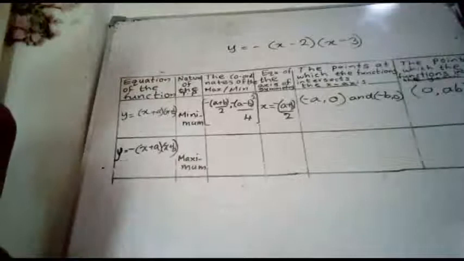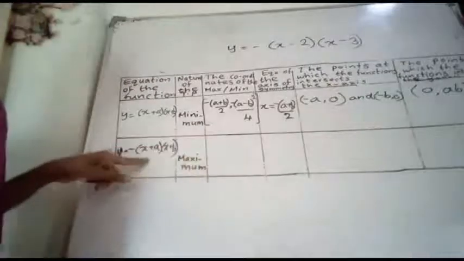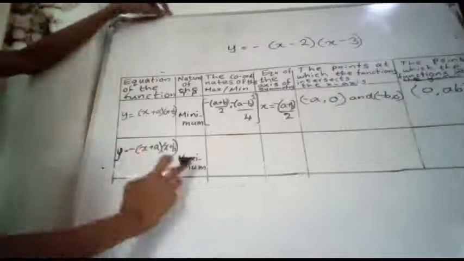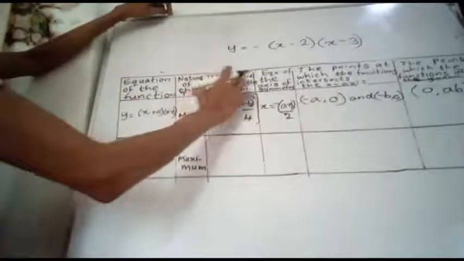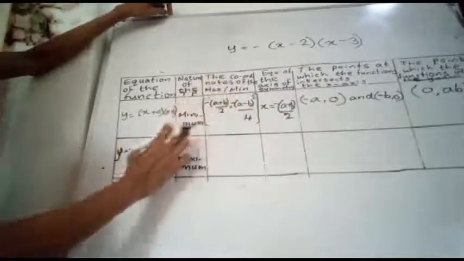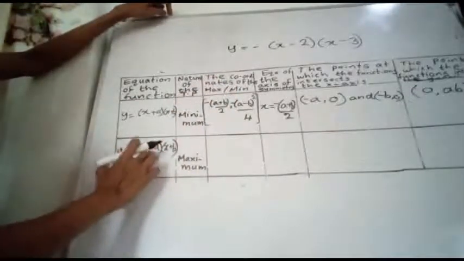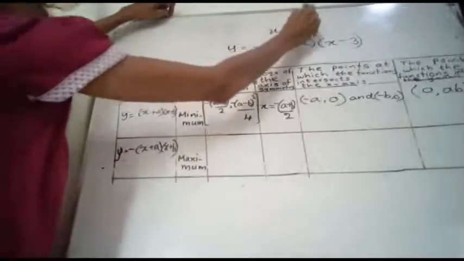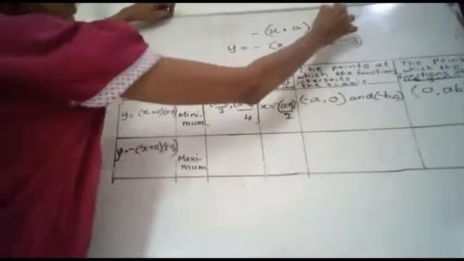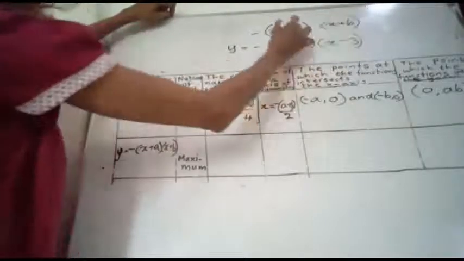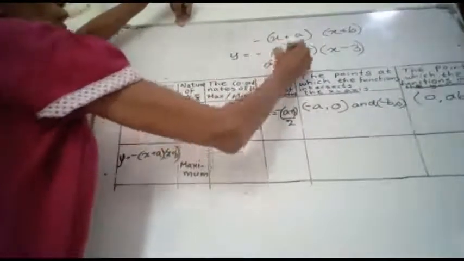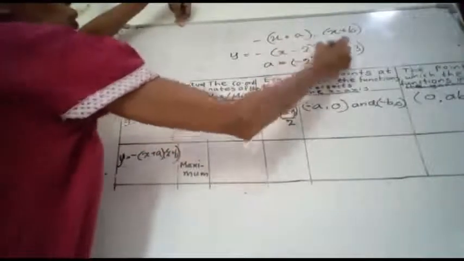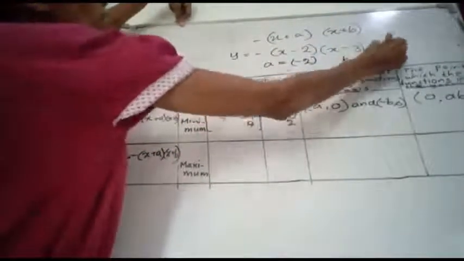Then yes, here it has a maximum, because the sign is negative. Then the nature of the coordinates is a maximum value. Here the form is (x plus a)(x plus b). The value of a is negative 2, and b is negative 3.